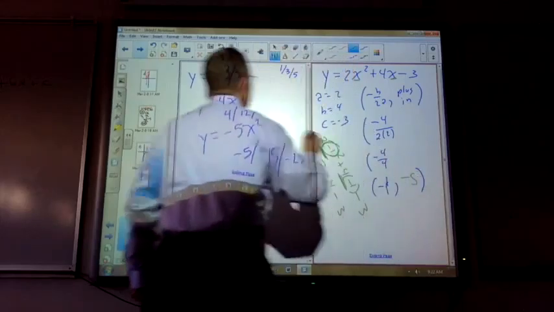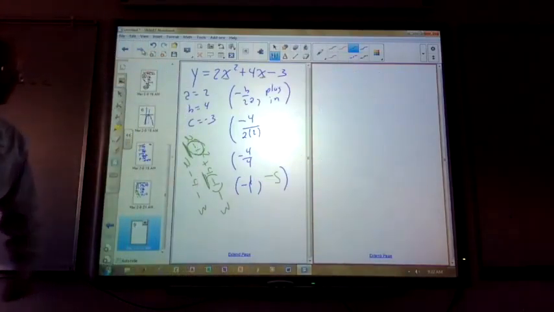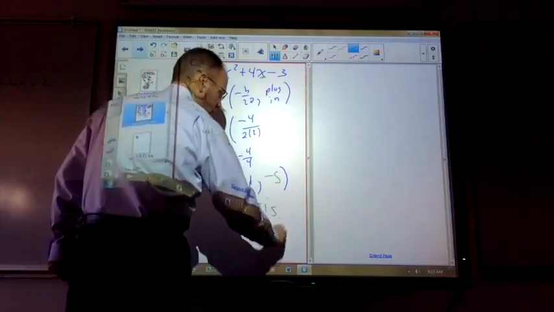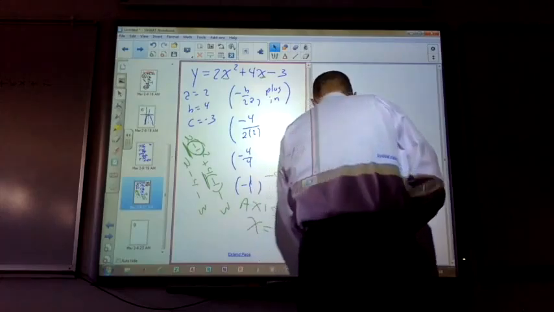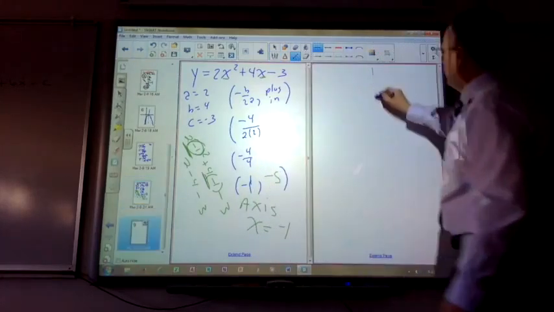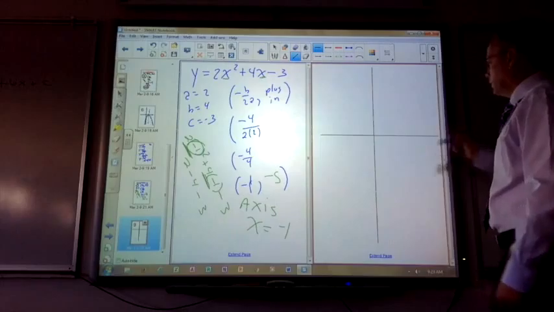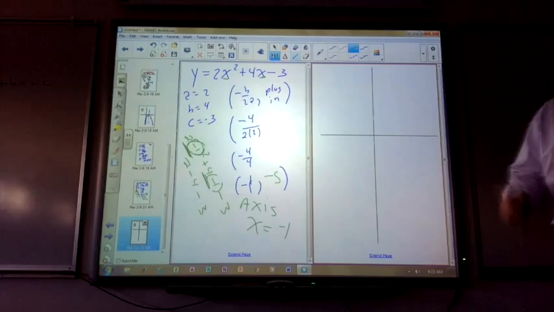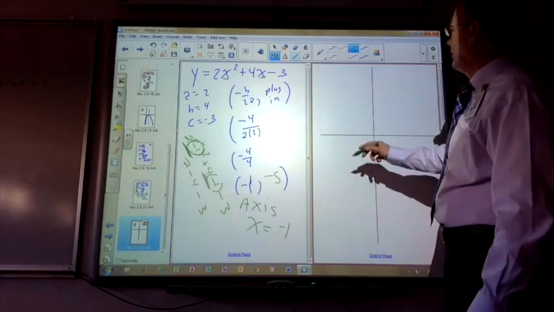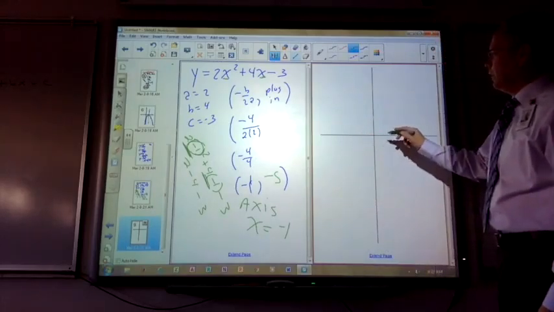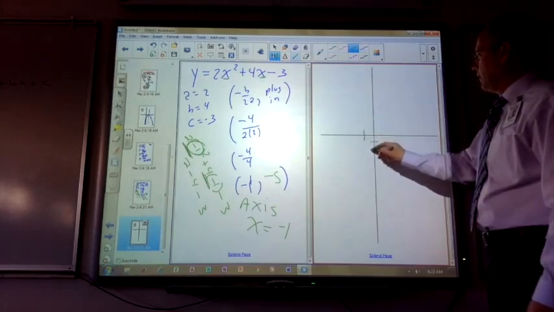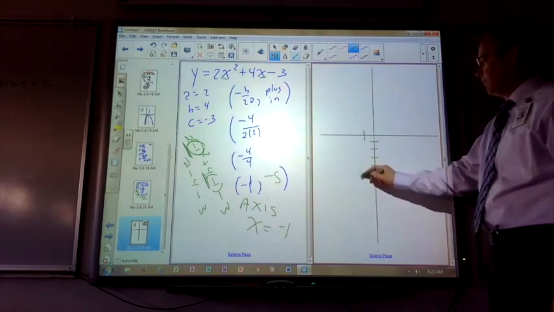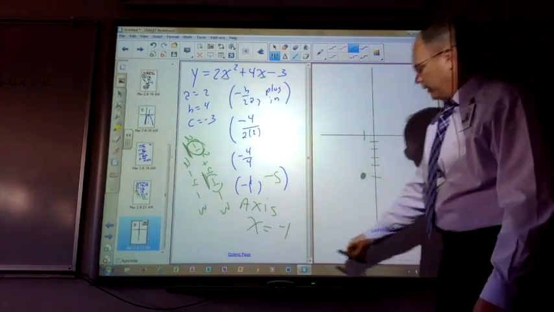We good? Casey, you still with me? All right. Axis of symmetry: X equals -1. Okay, so all I'm going to do is plot it. -1, -5. -1, -5. That's the vertex, yes? All right.